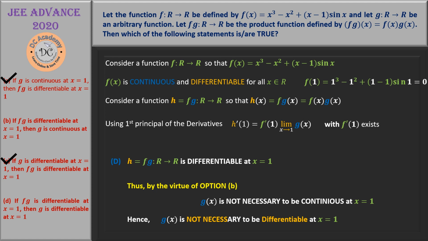So for this particular problem, which appeared in JEE Advanced 2020, we have two correct options, option A and option C. And that's it. Hope you understood the problem. Thank you.